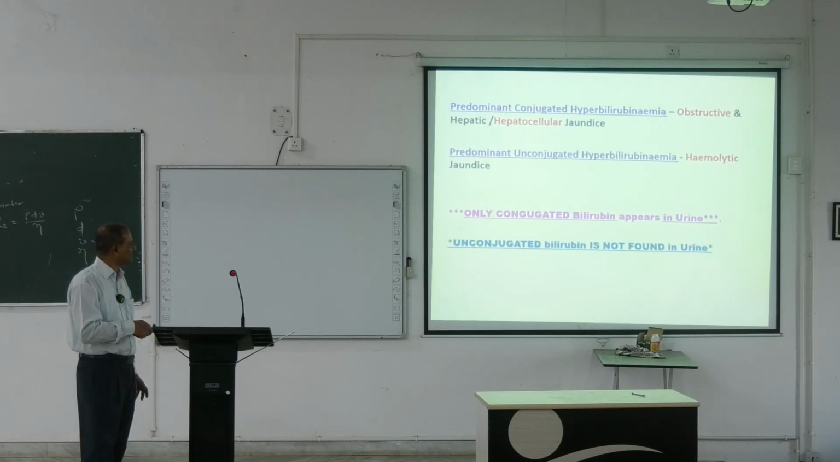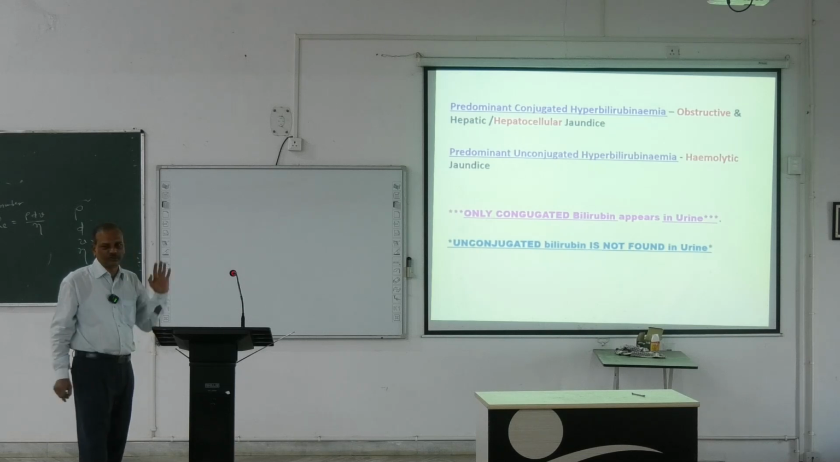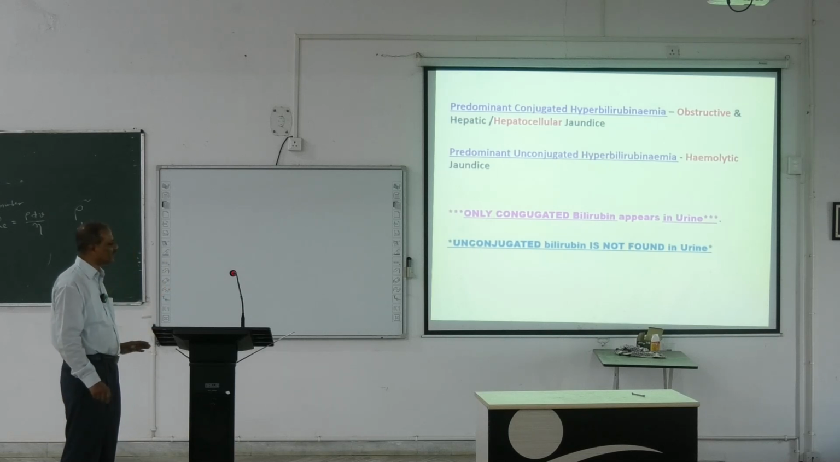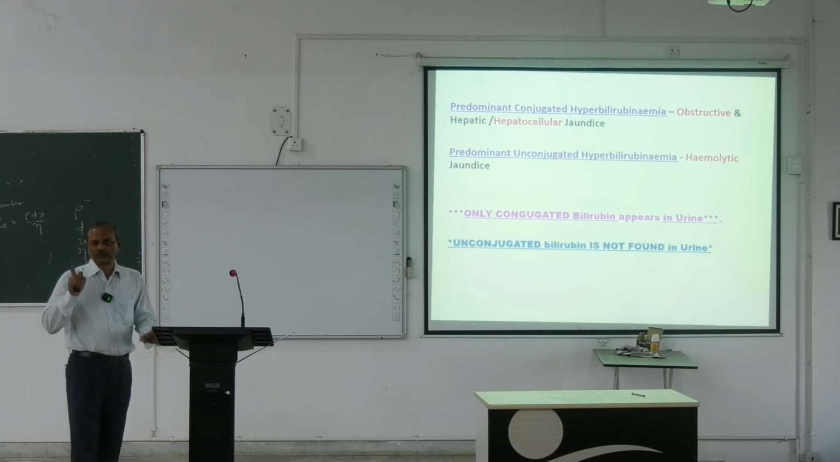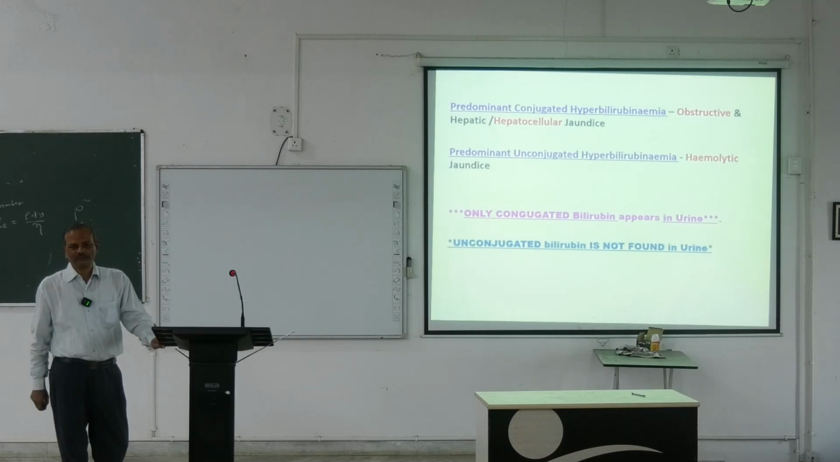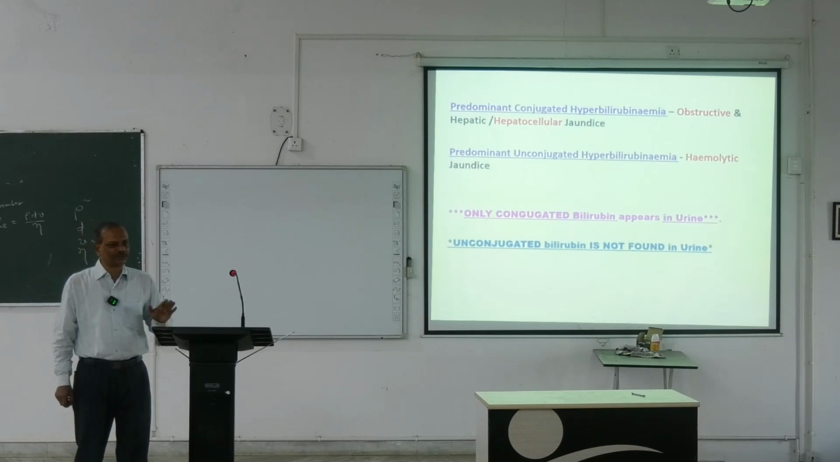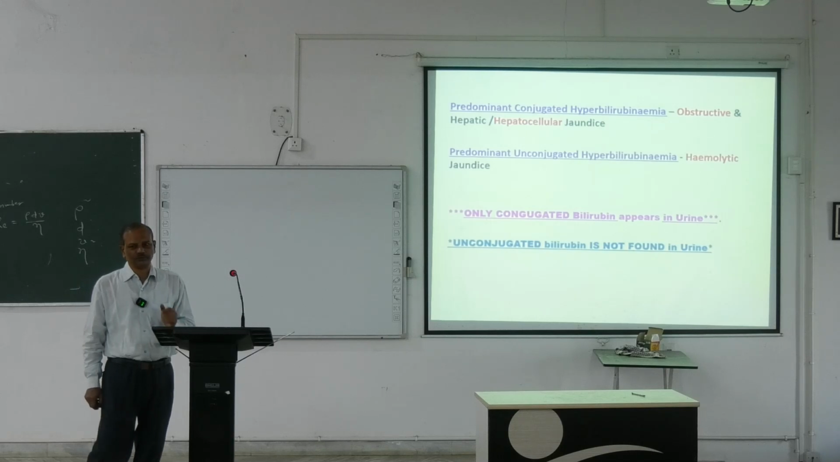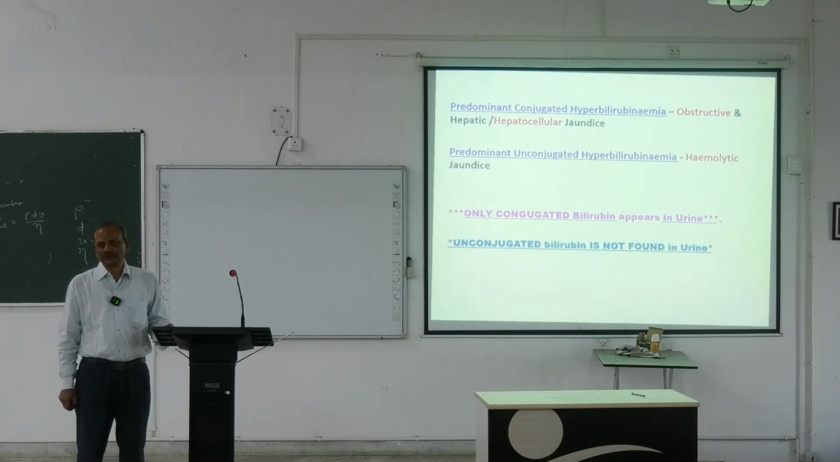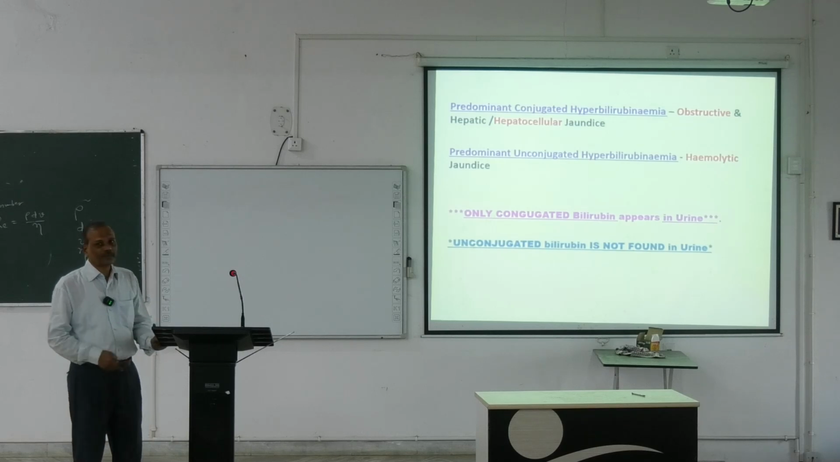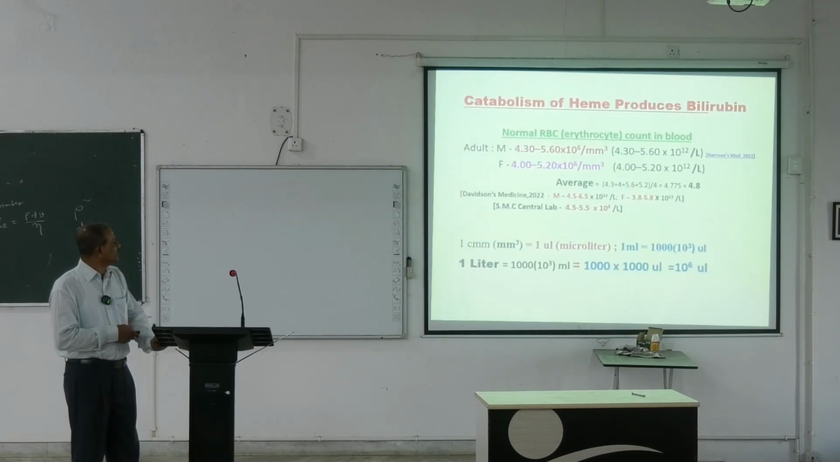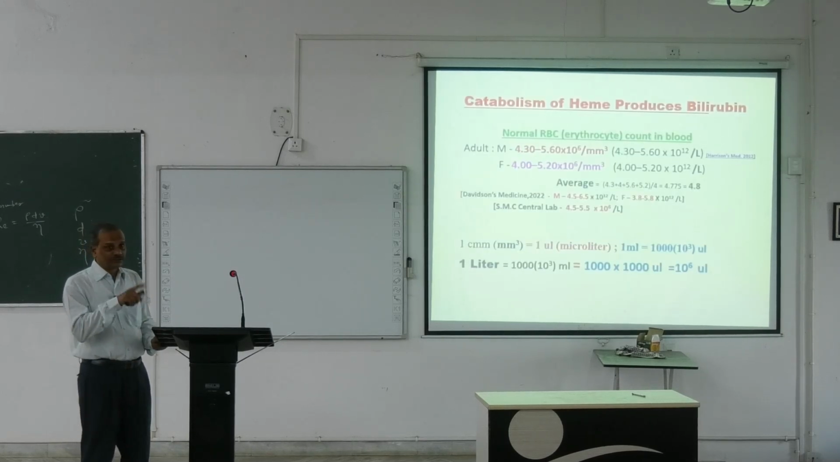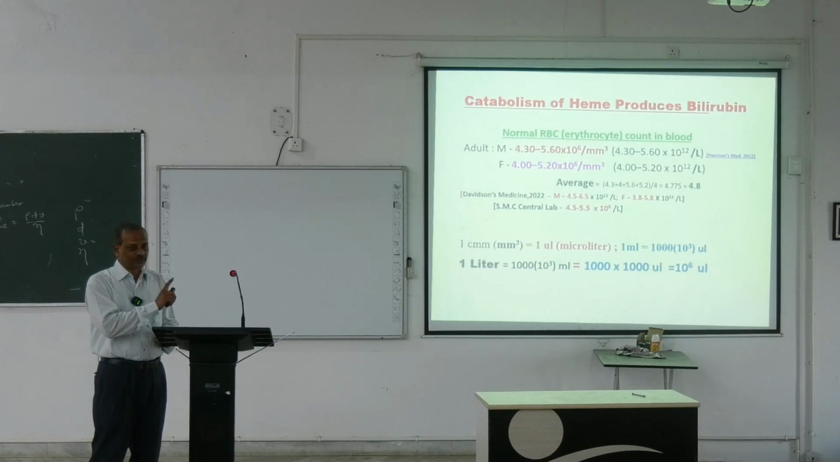Only conjugated bilirubin appears in the urine because it is soluble. Unconjugated bilirubin is not found in the urine. So if bilirubin or bile pigment is present, it means it is conjugated bilirubin, not unconjugated. This part is not written in your book. Again, I am telling you this, try to understand.